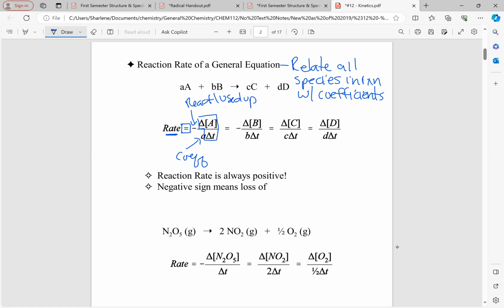That is also equal to the change in the concentration of B. It's being used up and its coefficient. Now these two are products, so that's why you can either put the plus or it's implied. And again, its coefficient and its coefficient. So you can come up with an equation for any reaction using this formula. Always remember, the reaction rate is always positive. The negative is just implying that it's being used up or a reactant, okay? That's what the negative sign means.